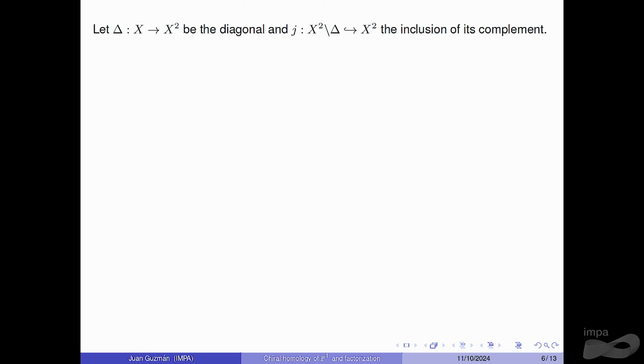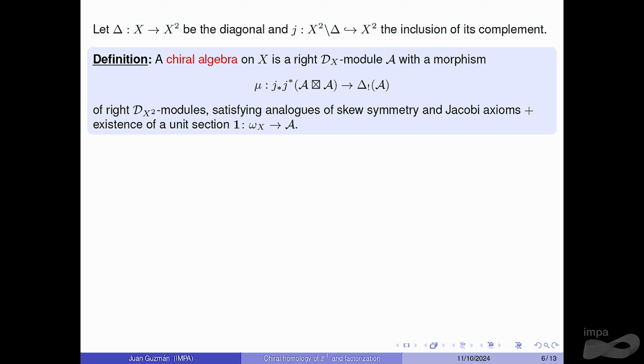So for the curve, again, I'm fixing a smooth curve here. We're going to take the diagonal map, and the inclusion of the complement of the diagonal. Those are going to be these maps, delta and J. And now we're going to define a chiral algebra very abstractly.